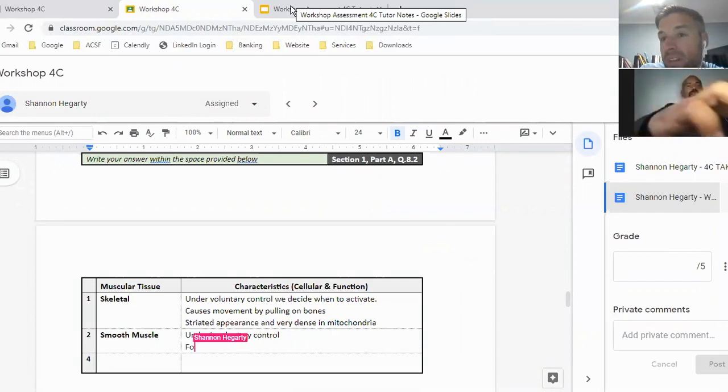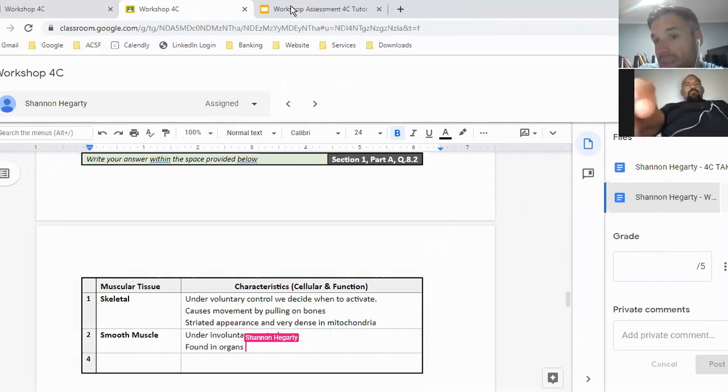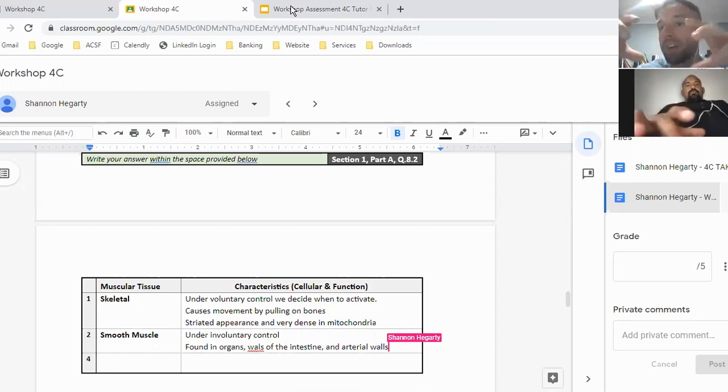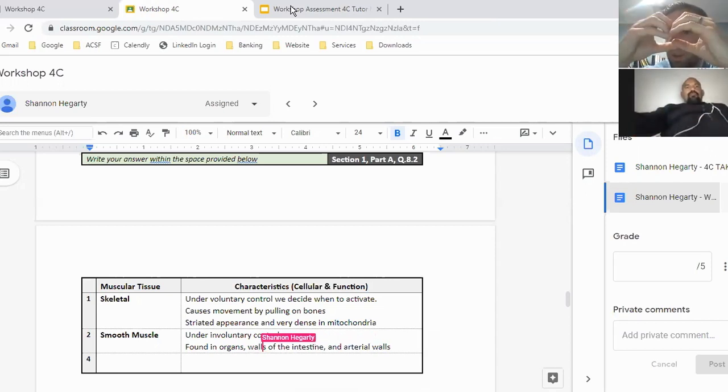It's found in the walls of the intestine and in arterial walls. Arteries are actually made up of smooth muscle. So we can't send signals to our arteries to get bigger, to send more blood. That's an involuntary response. What will actually happen is, as the blood flow increases, the artery itself will expand and get bigger to allow that blood to go through. Exactly right.